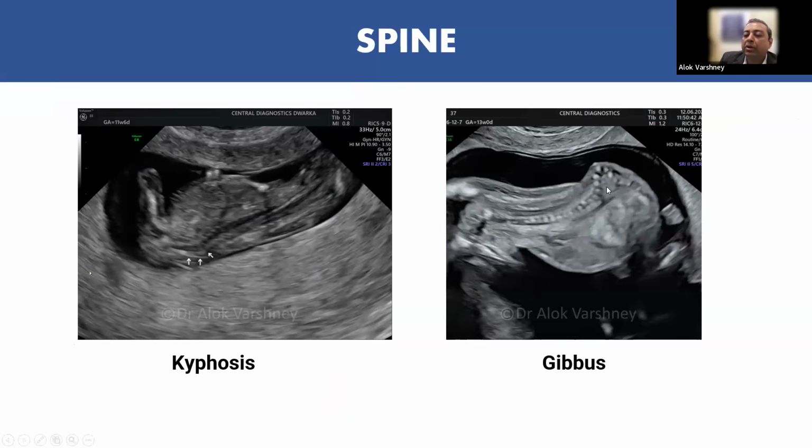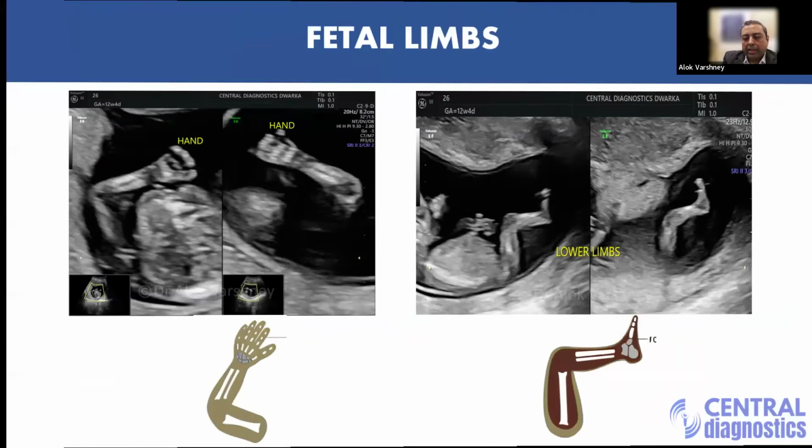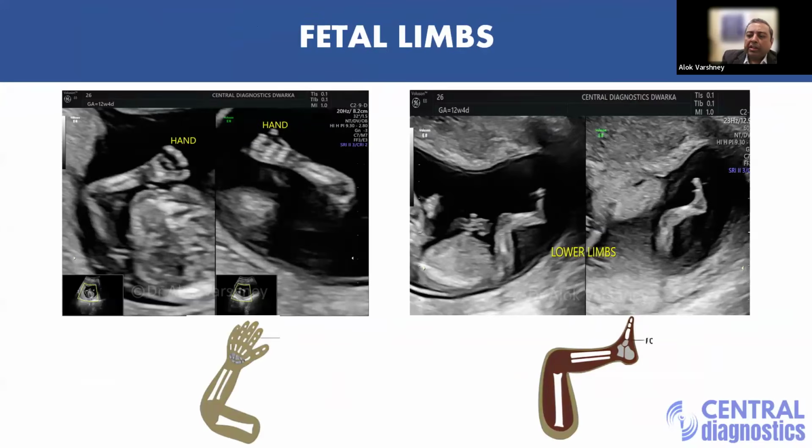identify, but if you are not seeing the spine at all, then of course you are going to miss these kinds of abnormalities. Then it is very important that we see all the four limbs. So both upper limbs and both lower limbs should be documented, and all three segments of all the limbs should be visible. So we should be seeing the hand, the forearm, and the arm. And here we should be seeing the thigh, the leg, and the foot.